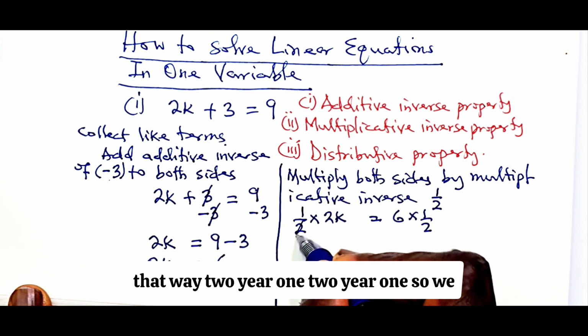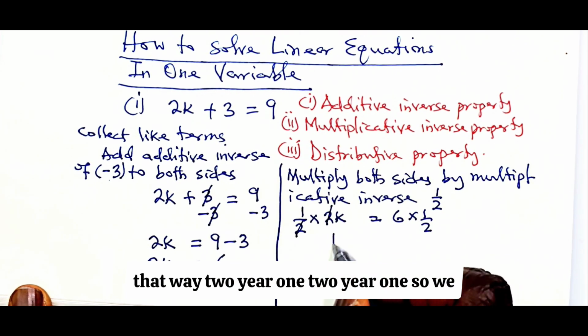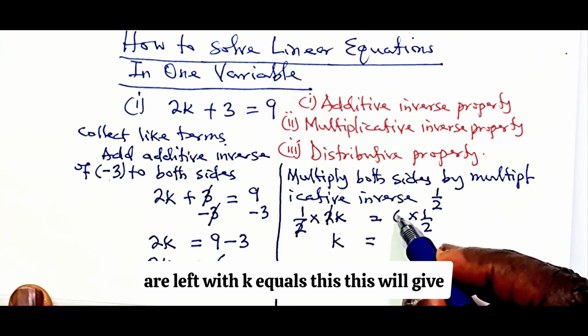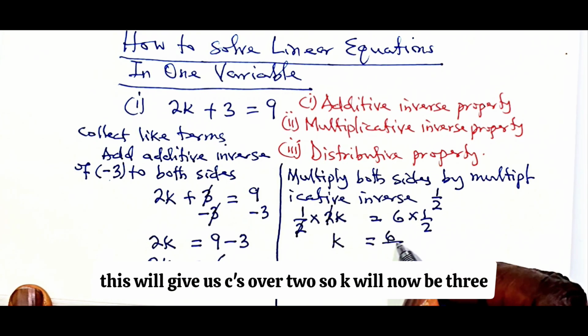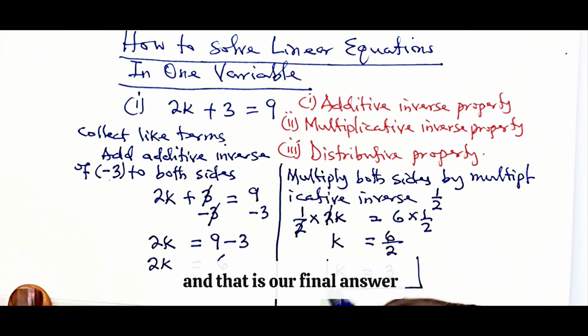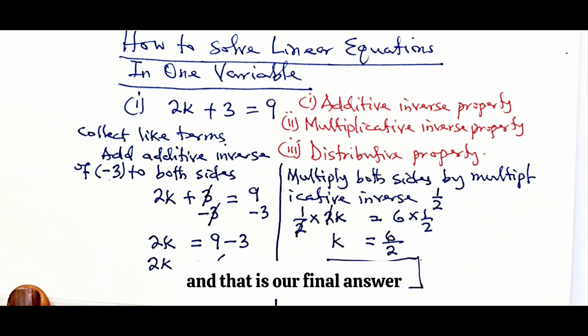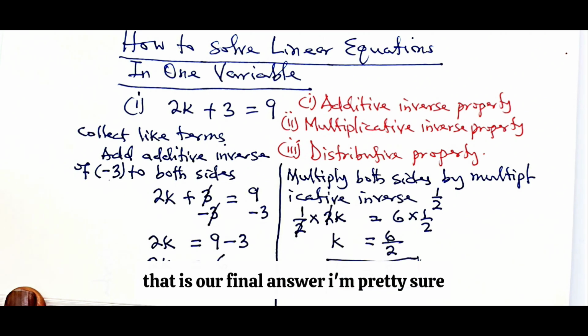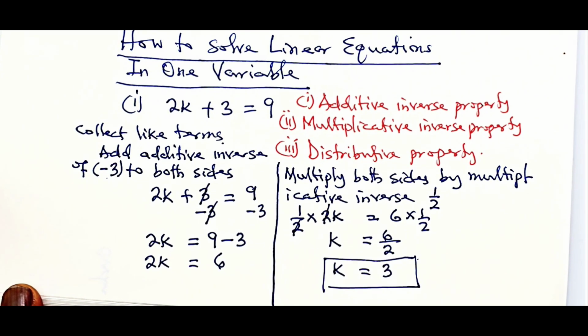So in that way, 2 here gives 1, 2 here gives 1. So we are left with k equals 6 over 2. So k will now be 3. And that is our final answer. I'm pretty sure we understand this very well.